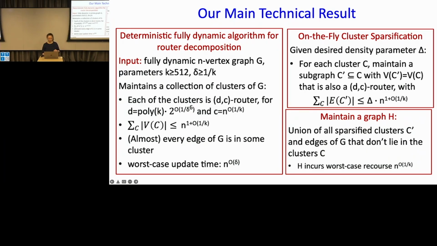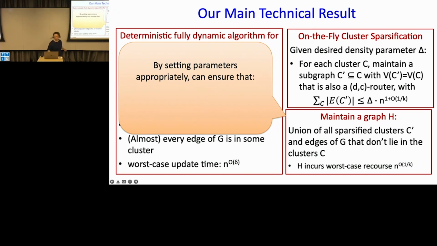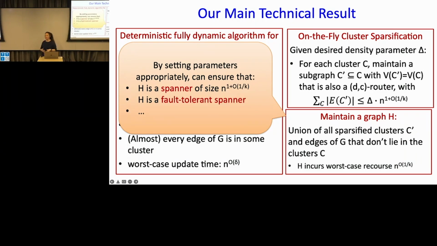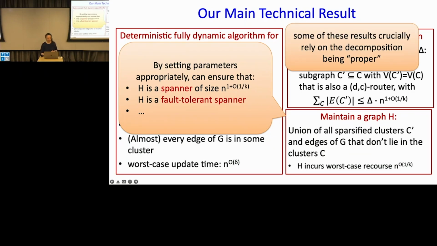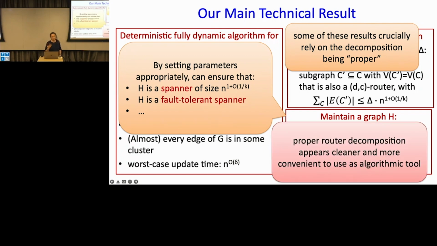The bottom line from all this is that we can actually use this H as a spanner, and we can show that it has all the required properties. And more than required properties, it has even extra. You can use it as a fault-tolerant spanner, as a connectivity certificate, and all kinds of other things. All of them just follow from this one decomposition theorem. Some of these new results crucially rely on the fact that this decomposition is proper. Generally, it feels like proper router decomposition just appears to be a cleaner and more useful tool than the improper one, in the spirit of what happened with expanders.